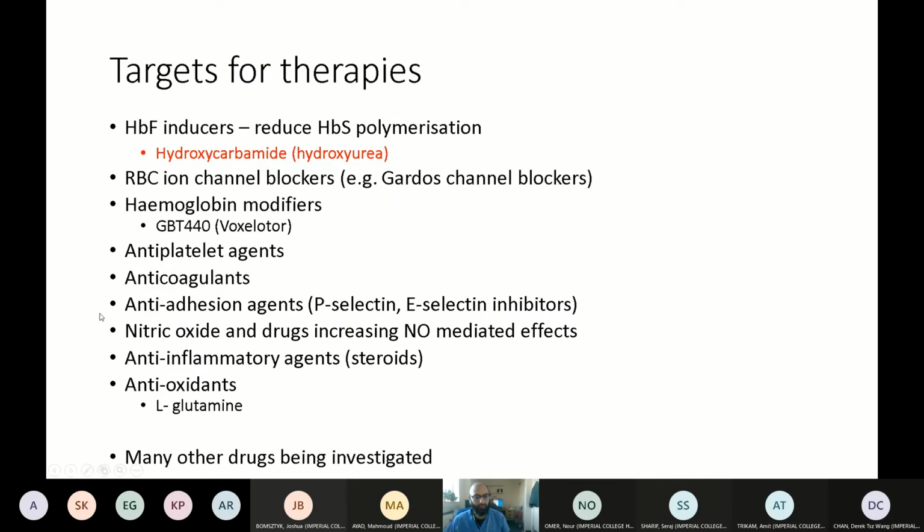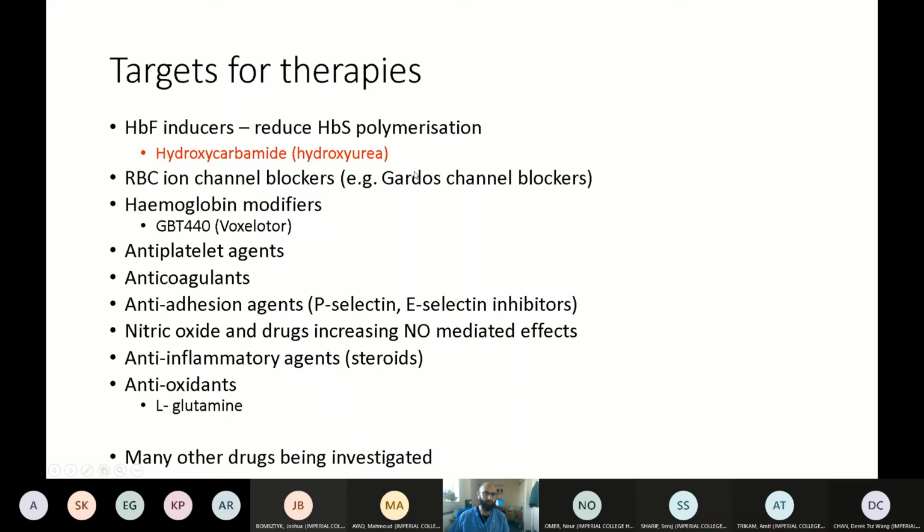So I said that we'll use the pathophysiological basis of the disease to think about therapies and what targets of the disease the therapies could be directed towards. So hydroxycarbamide is a treatment we've now had for about 30 plus years in sickle cell disease. So we'll talk about hydroxycarbamide in a bit more detail.